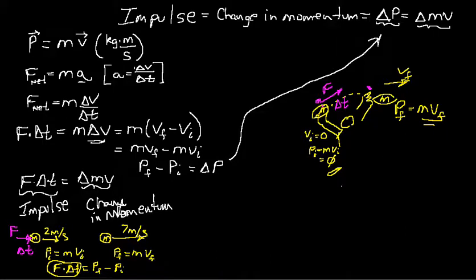So we can see here that this force times the time, the force of the guy's hand times the time that he was in contact, produced this change in momentum, which in this case was m v final minus m times 0, because it was at rest. So this is our change in momentum going from rest to some final velocity.